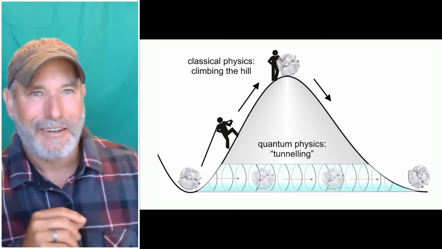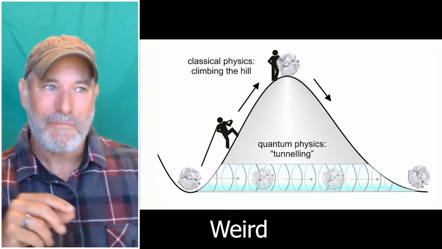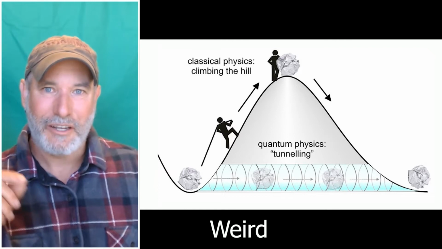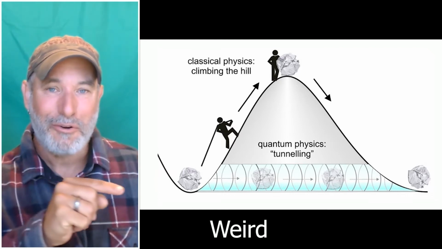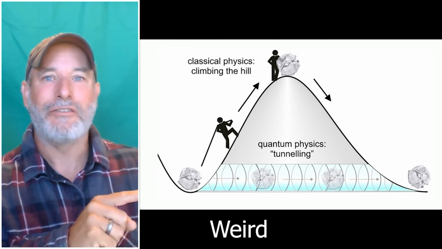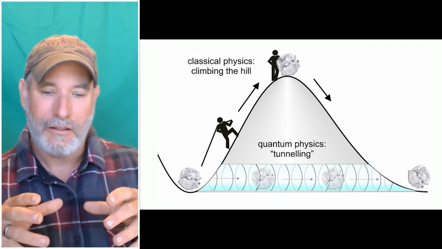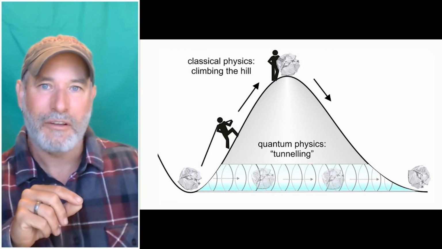Quantum tunneling. This is where it gets weird, right? The electrons are moving as waves, and they can actually go through the hill and pop up on the other side. It's like the hill never existed. It's like the energy barrier never existed. The electrons can quantumly tunnel through the energy barrier.